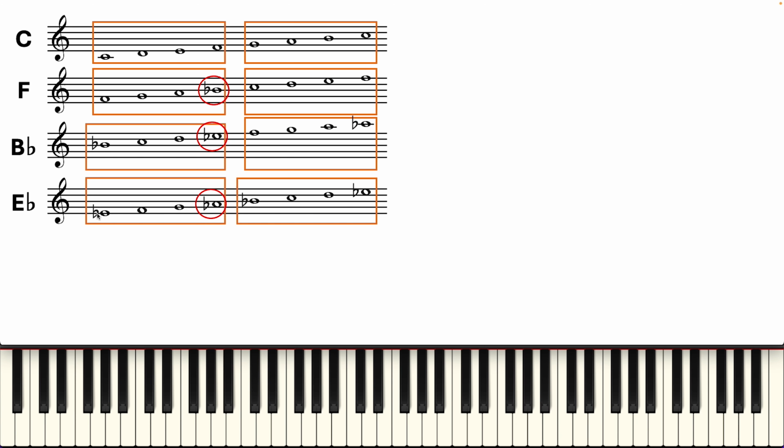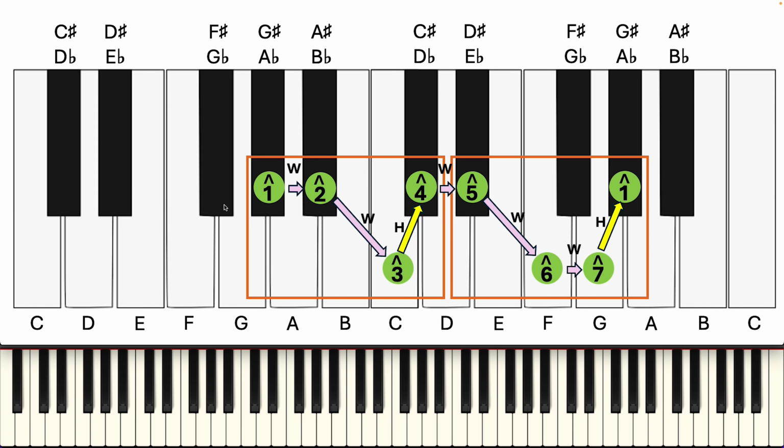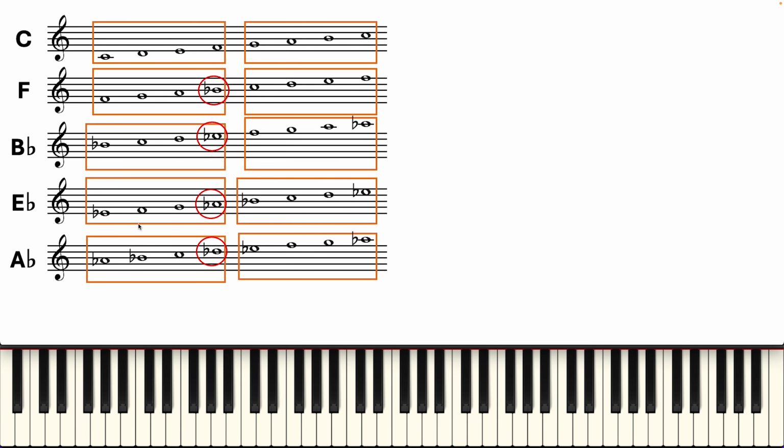So let's go down also another fifth, and in this case we will land at A flat. So that's what A flat major looks like. So let's start from here. A flat, B flat, C. Then I lower the D into a D flat. So whole, whole, half, and then whole, whole, whole, half. That's A flat major. And you see here 4 flats.